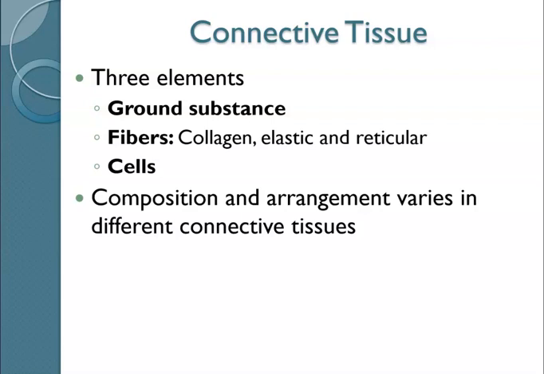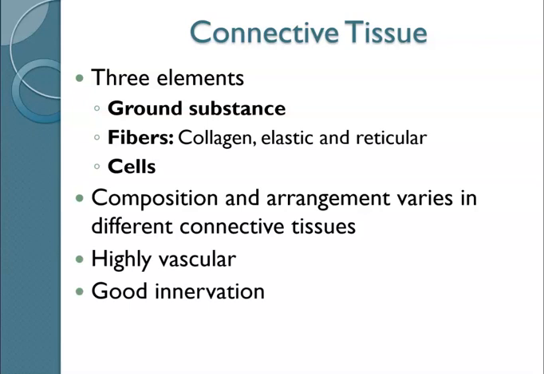Fibers, 3 main fibers in our connective tissue. It's collagen, elastic, and reticular. Collagen the thickest, elastic is next, and then reticular is the thinnest. Reticular also has a number of branches. Cells, depending on the tissue, they can be very specific, and we have a slide on that. So composition and arrangement will vary.